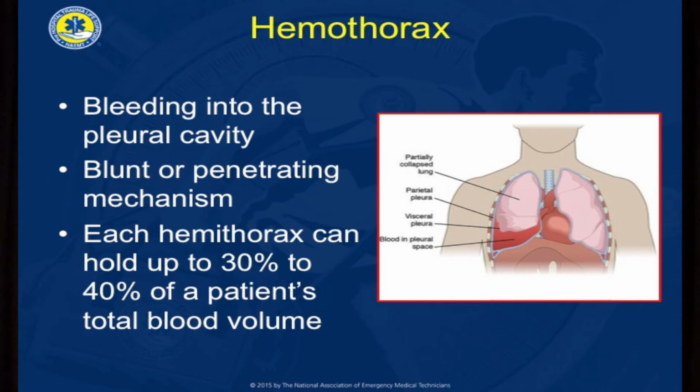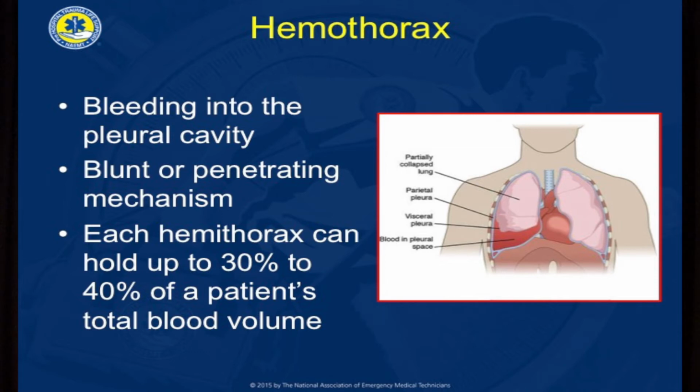Hemothorax, they're bleeding into the lung. We talked about this in the breathing or ventilation section, but you're going to get blood leaking into the pleural cavity, and you can actually end up with a significant amount of blood loss. Remember, each hemothorax, each one, can hold 30 to 40% of a patient's blood volume. So if you had a bilateral hemothorax, theoretically you could be holding up to 60% of the patient's blood. And for just about every patient, that would be enough to kill them.